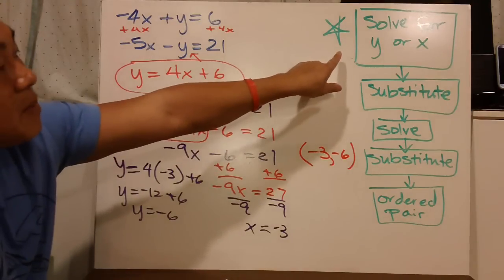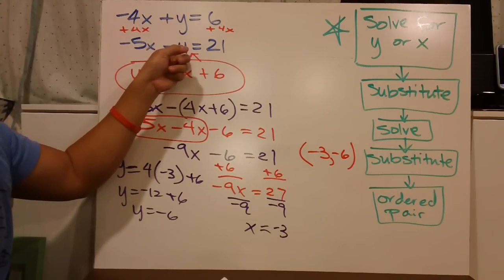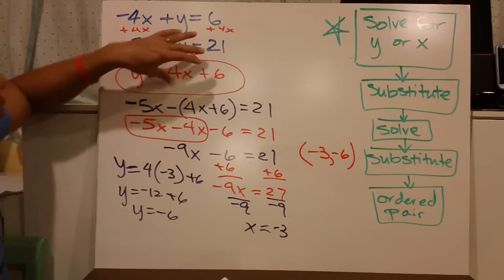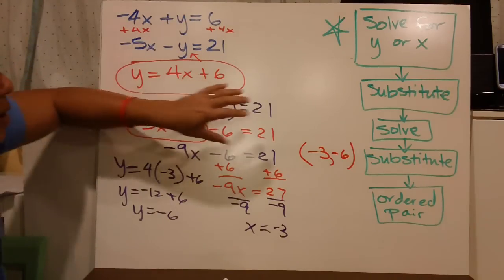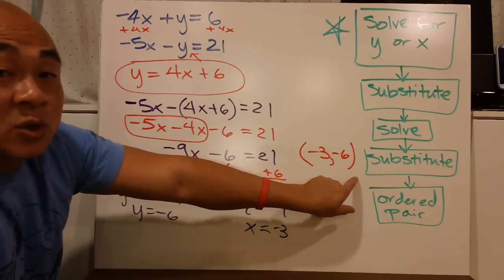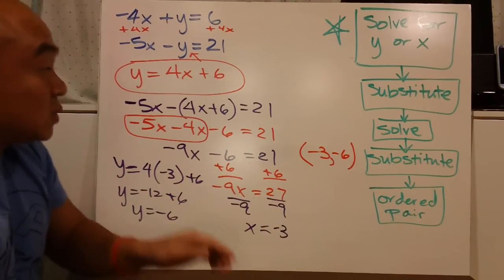Alright, so once again, make sure that you are isolating for either a y or x. Sometimes it's a lot easier to do x, and it doesn't matter because you're just going to substitute that entirety, the terms, into each variable. And then solve for it, then substitute again to find the other variable, and then you now have your ordered pairs. Alright?